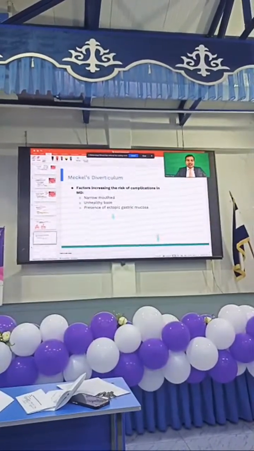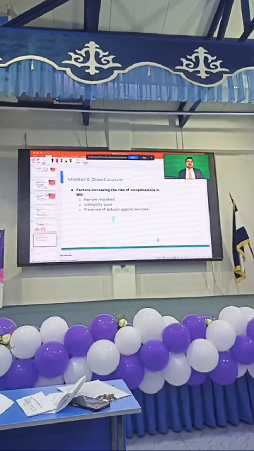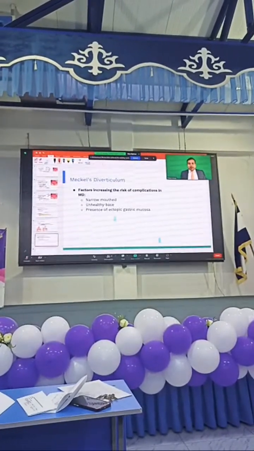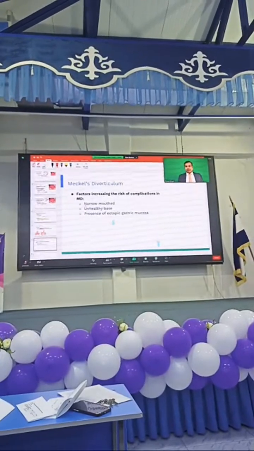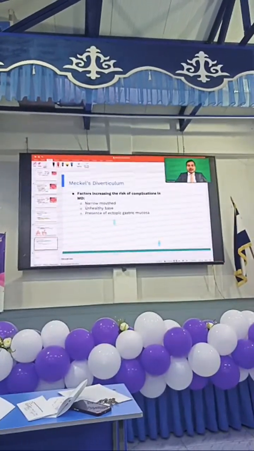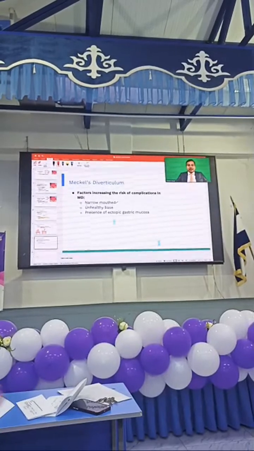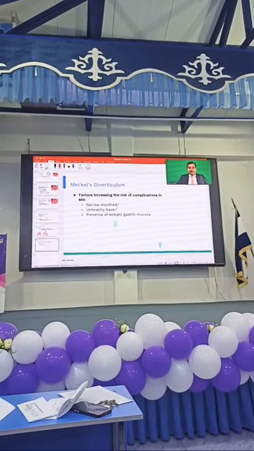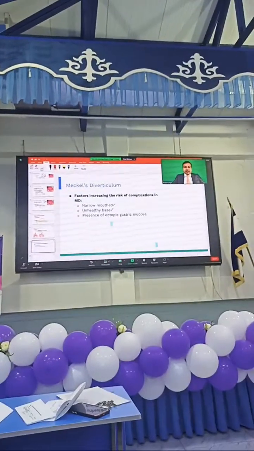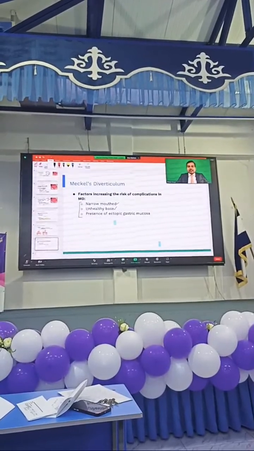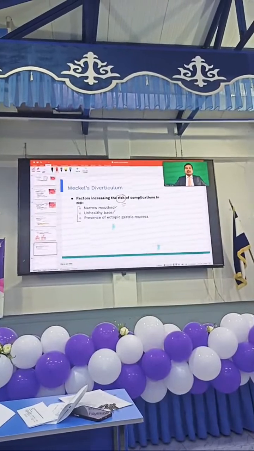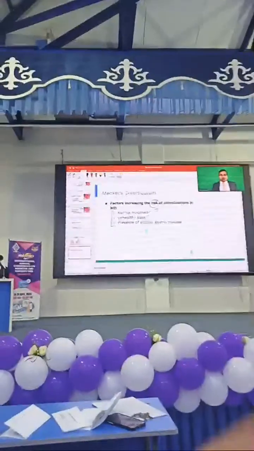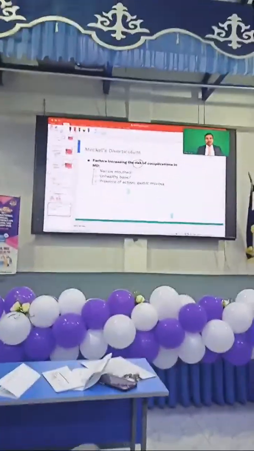And for a diverticulum with an unhealthy base, we go for resection and anastomosis. Clear, guys? Now, suppose any patient has Meckel's diverticulum. What are the factors that increase the risk of complications? If there is a narrow mouth, an unhealthy base, and presence of gastric mucosa, all of these increase the risk of complications. Clear, guys? So this was Meckel's diverticulum, a small topic but a very, very important topic.